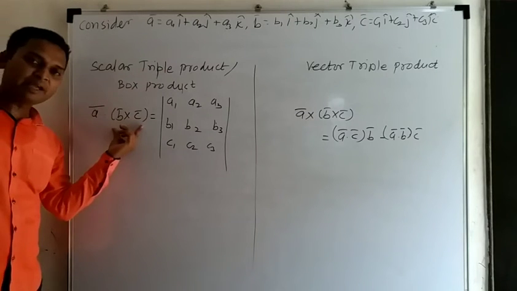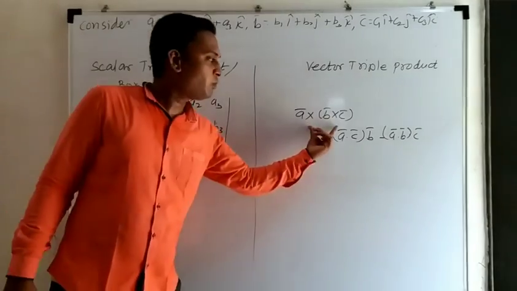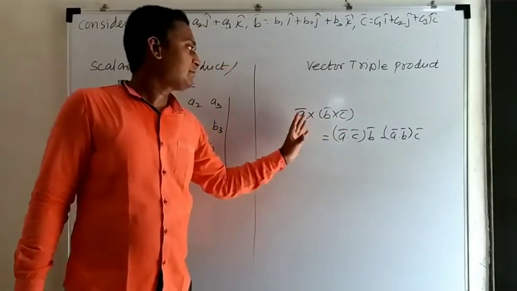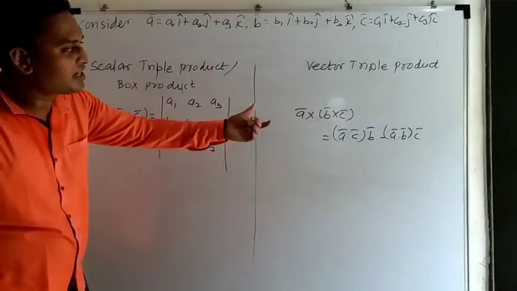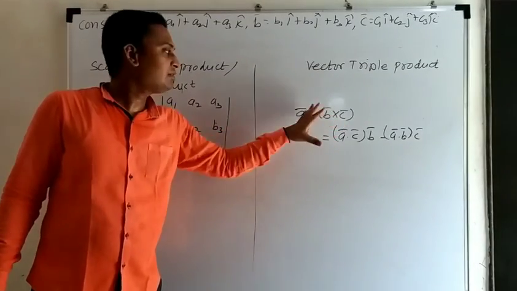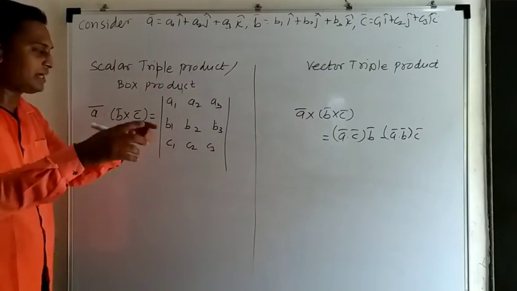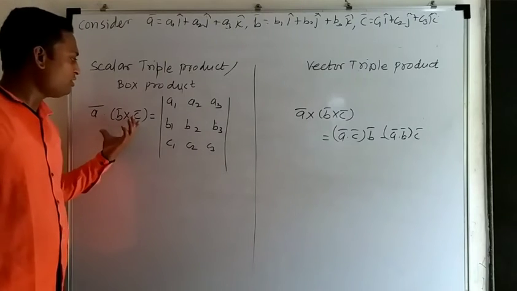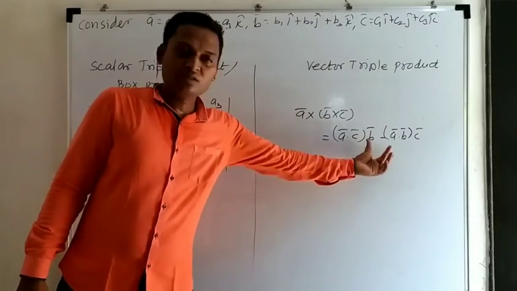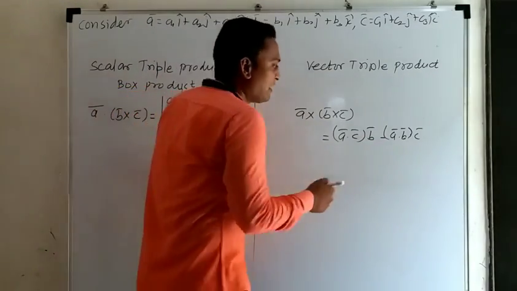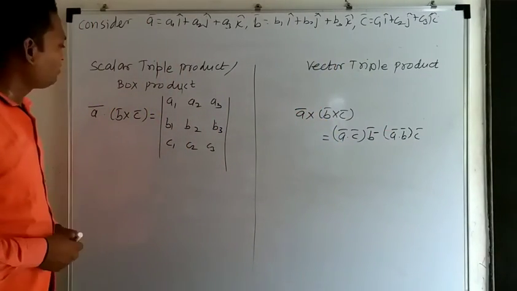A bar dot, in brackets, the remaining two vectors B bar cross C bar. In this product one operation is dot, one is cross. In the vector triple product, both are cross. The brackets are very important: one should not write the product of all three vectors without brackets. At least two vectors always have a bracket. The value of the box product can be calculated using a determinant, and for the vector triple product using this rule: A bar dot C bar into B bar, minus A bar dot B bar into C bar. So these are the two definitions.